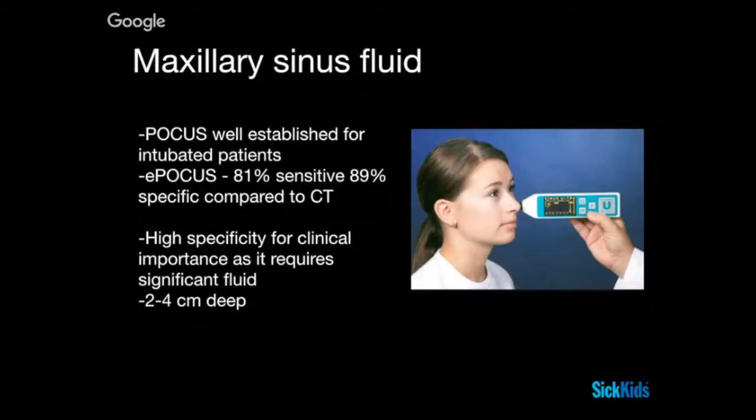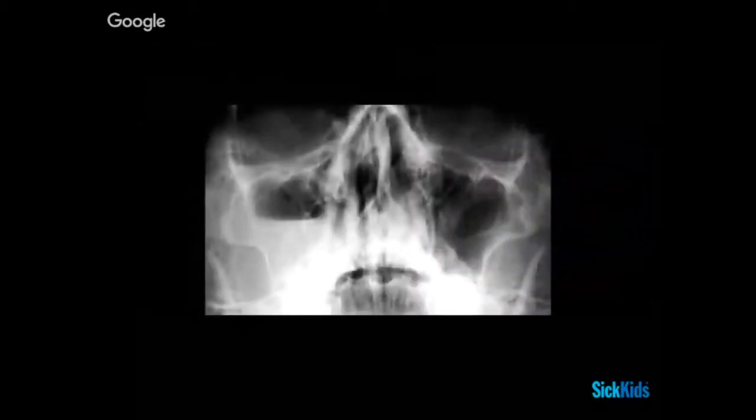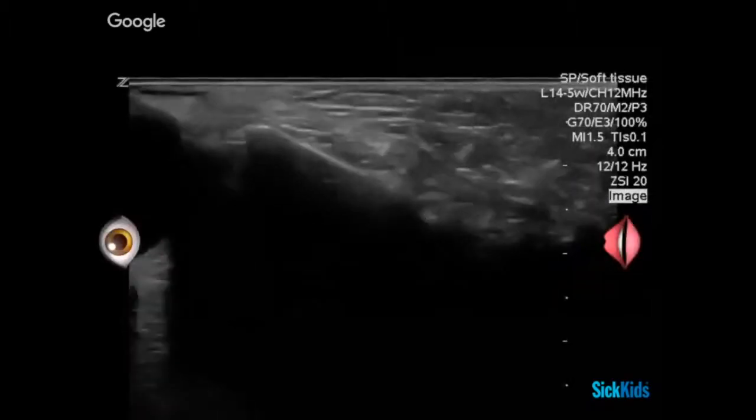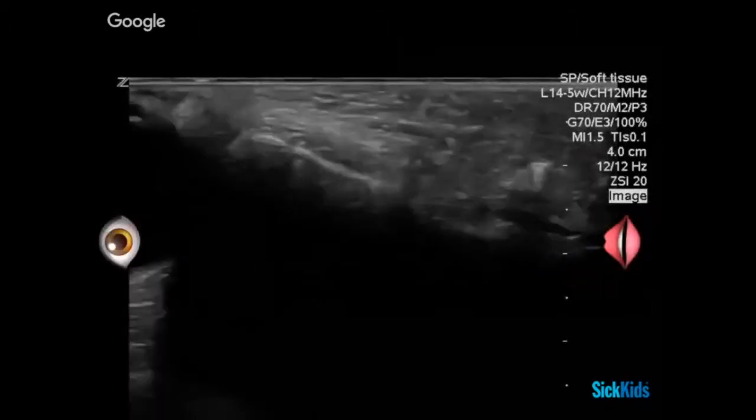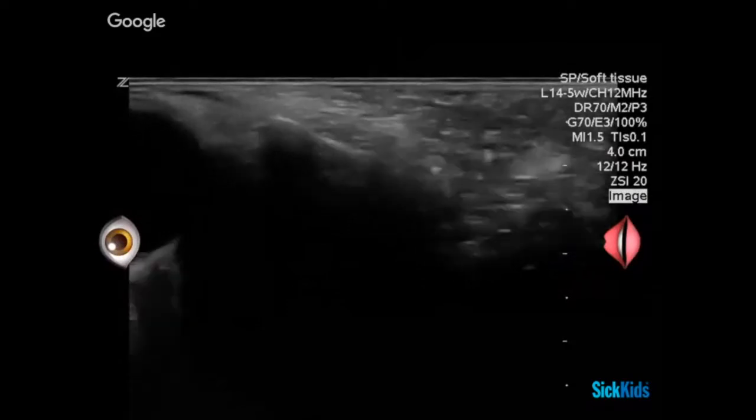So when we think about how we're going to measure this, a lot of people will be familiar with plain films of the sinuses that hope to catch an air fluid level present. This, of course, can cause exposure to radiation of the patient, but in addition can be a little bit more uncomfortable. When we think about approaching this from an ultrasound perspective, we have to get oriented to our anatomy first.